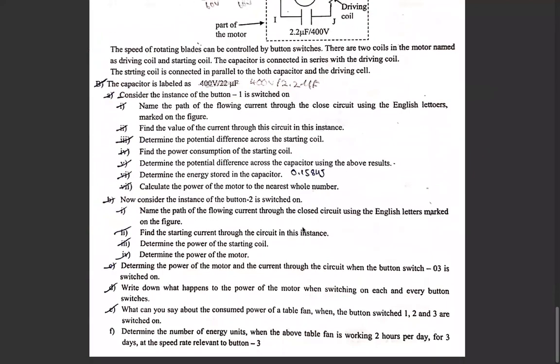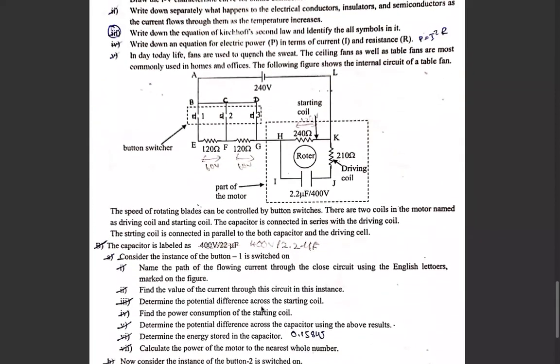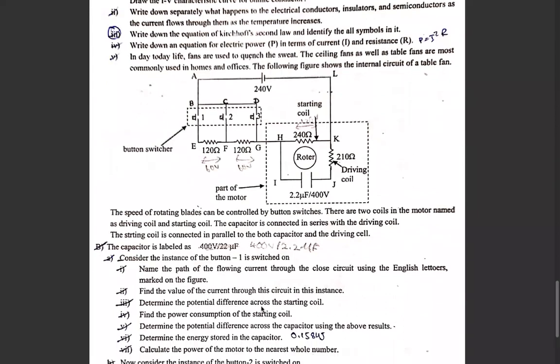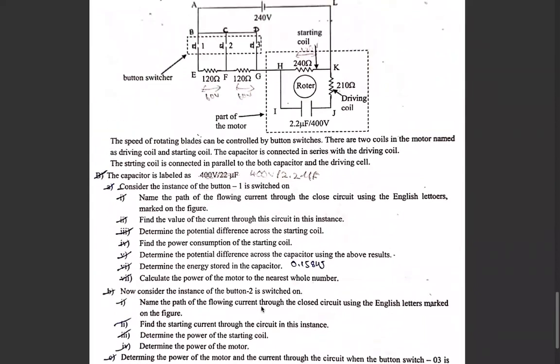B part, switch 3, okay. After switching on each and every button. Write down what happens to the power of the motor when switching on each and every button. What can you say about the consumed power of the table fan when buttons 1, 2 and 3 are switched on? Determine the number of energy units when the above table fan works 2 hours per day for 3 days at a speed relevant to button 3. So the problem is we need to figure out a way to find the power of the motor.